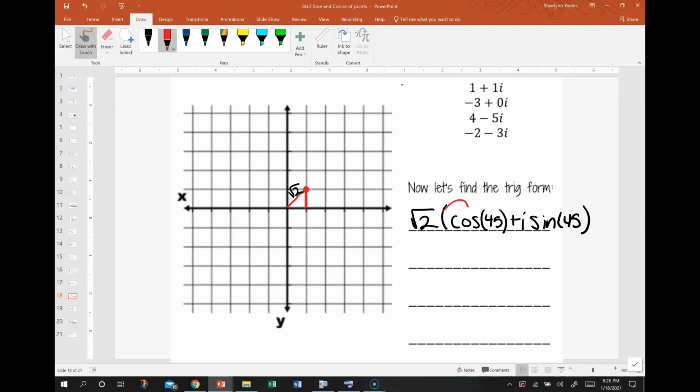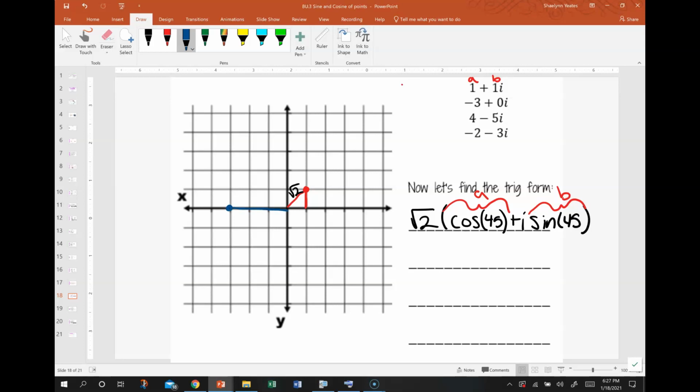Here's your A value. Here's your B value. A, B. Okay? All right, let's do the next one. So we're going to do negative 3 plus 0i. So negative 3, so 1, 2, 3 plus 0i.